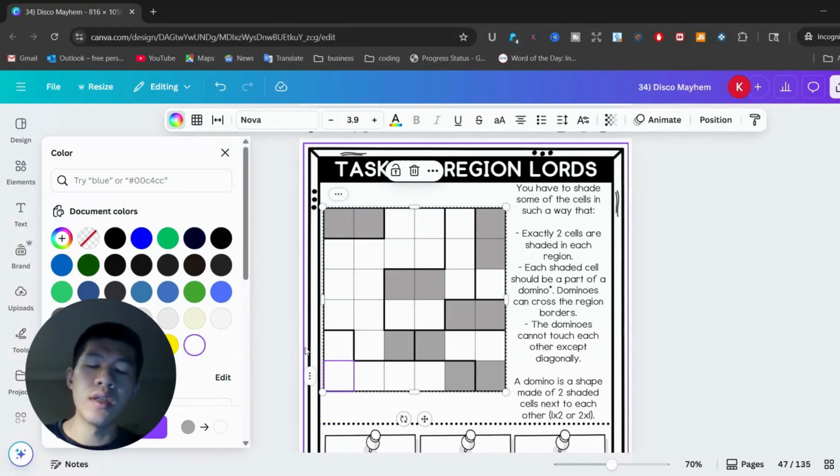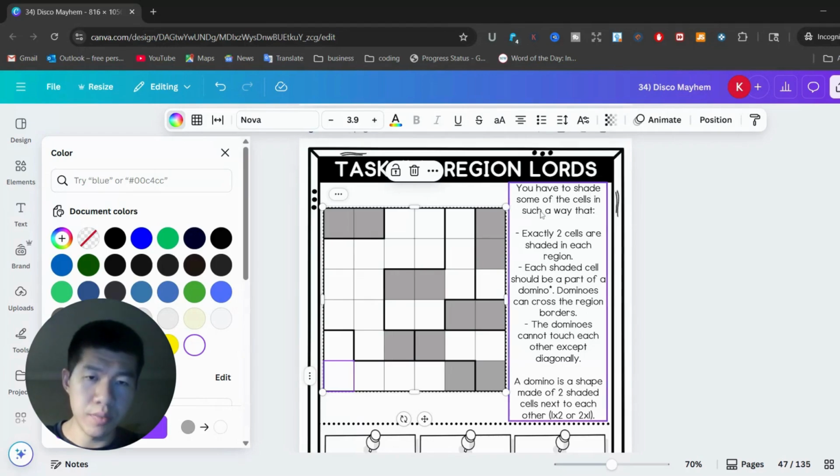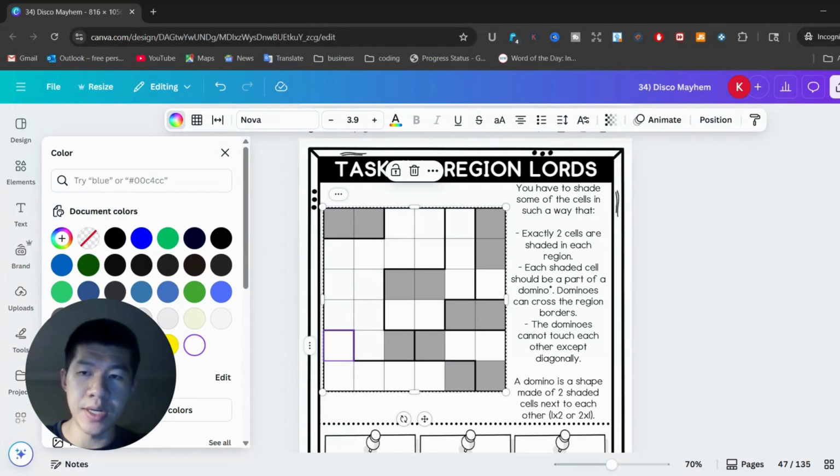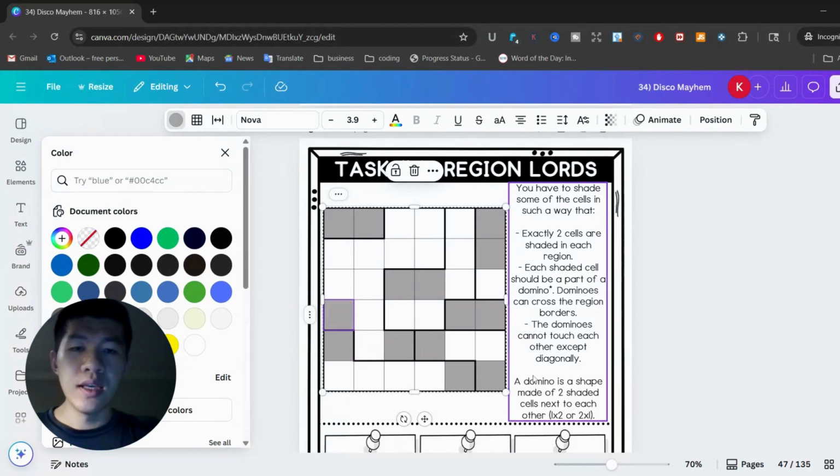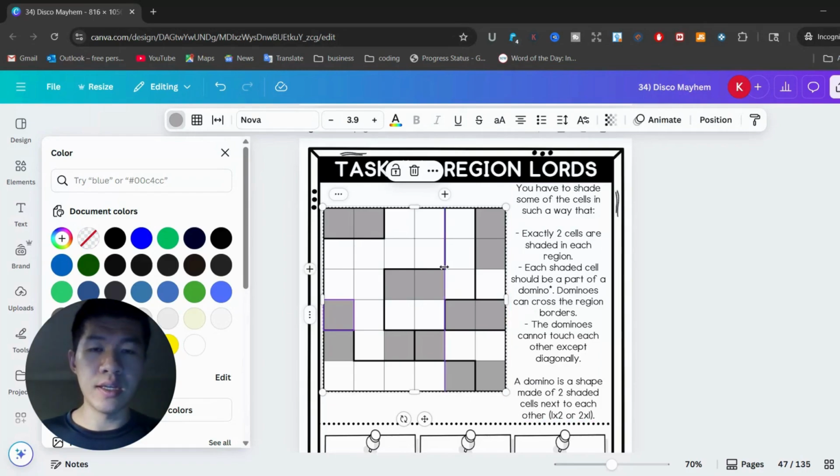So the only logical place that I can put, given how I've shaded the cells right here, is this cell right here. If I shade in this, then logically speaking, I can only shade in here now, because if I shade in this, it's adjacent to this shaded cell. And now I think I have all the shaded cells covered in each region. So we can check this.